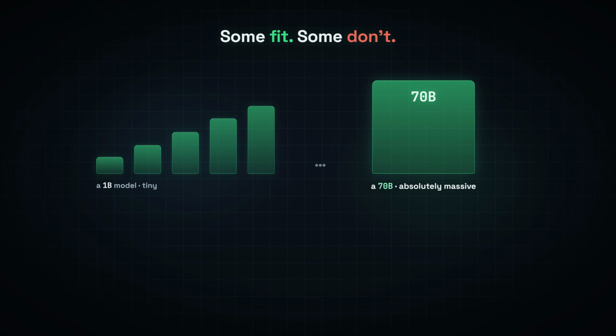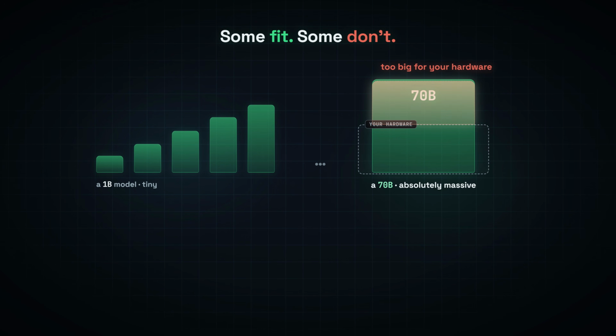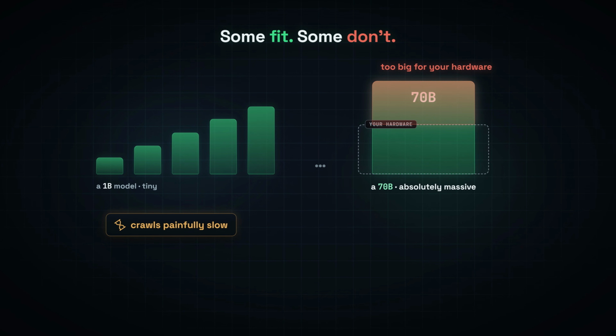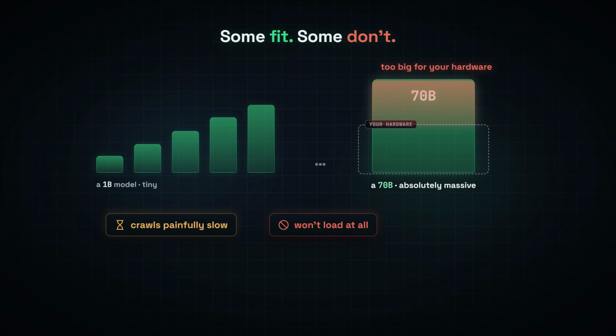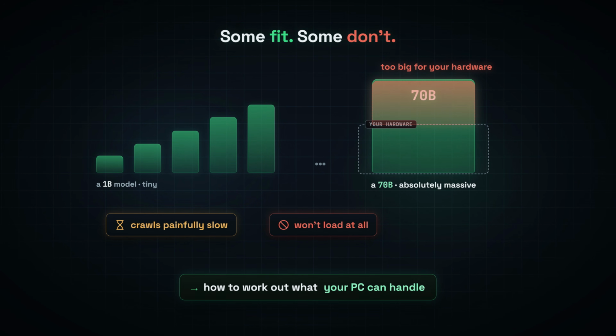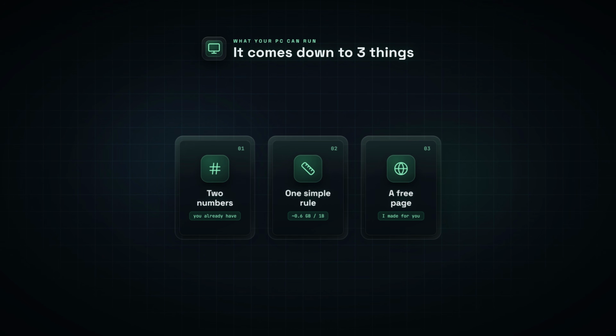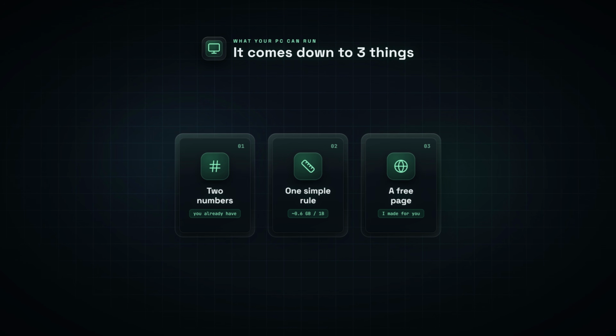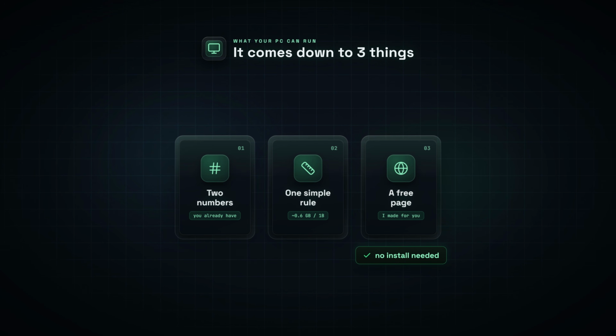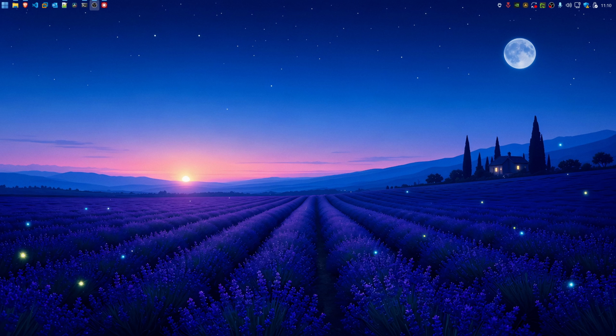And if you pick one that's too big for your hardware, it either crawls along painfully slow or it just won't load at all. So in this video, I'm going to show you exactly how to work out what your PC can handle, and it comes down to two numbers you already have. One simple rule, and then a free page I put together that does the whole thing for you, without you having to install anything.